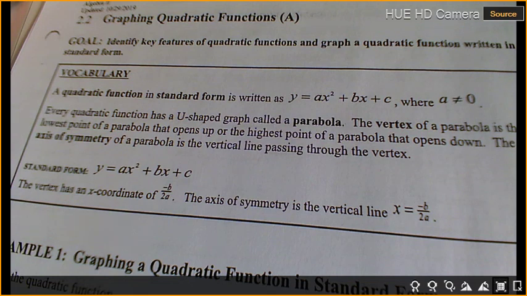Standard form, y equals ax squared plus bx plus c. So we did vertex form all last week. Now we're looking at standard form. The vertex has a coordinate of negative b over 2a. To find the axis of symmetry, it's negative b over 2a. So once we find the axis of symmetry, we'll plug it in to find the vertex.